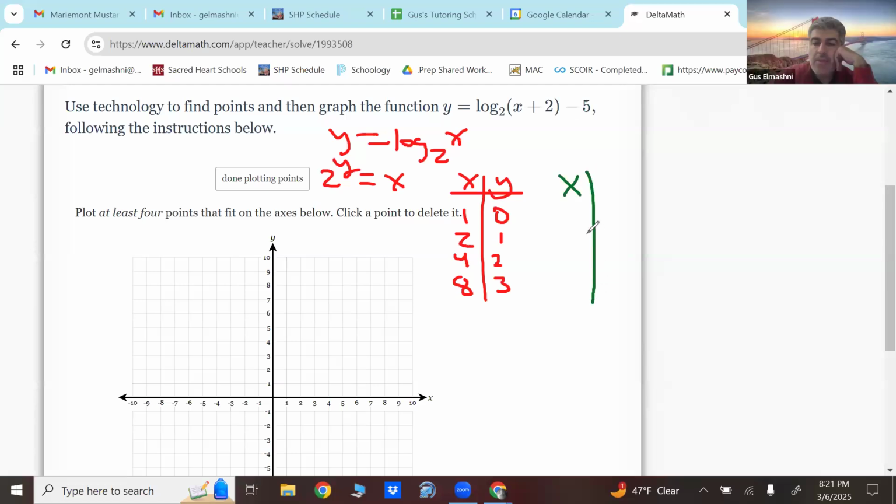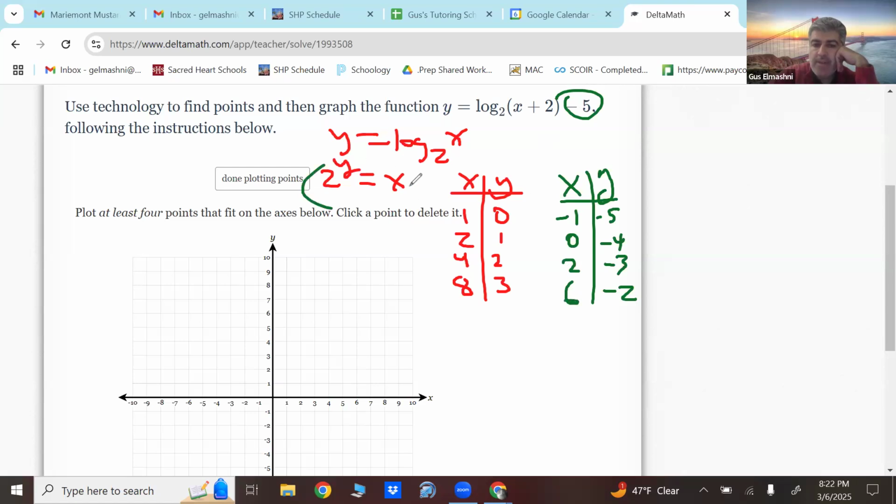So now let's make a new table. Drop by 5 for the y values, because that's what the minus 5 does. The plus 2 means you're going to take away 2 from x, because x plus 2 equals each of these. So you have to take away 2. So negative 1, 0, 2, and 6.